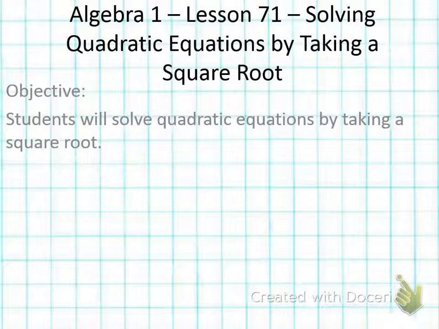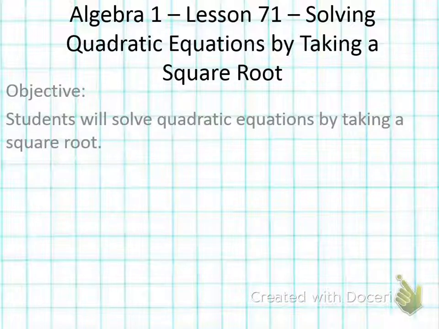Alright, so this is lesson 71, solving quadratic equations by taking a square root. I've taught you 4 ways to factor or to solve. The first way was to find the GCF. Oh, Xbox. The third way was, if there was no b, difference of squares, and the last way was factoring by grouping. Remember all that?